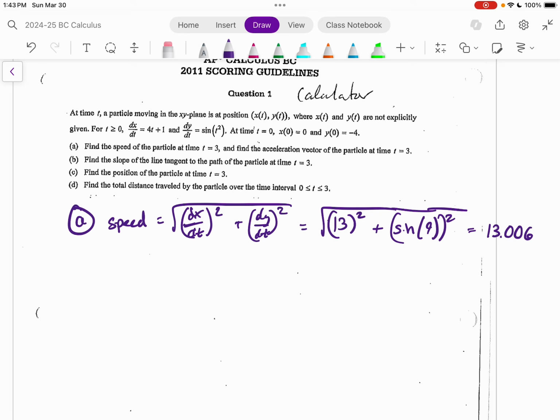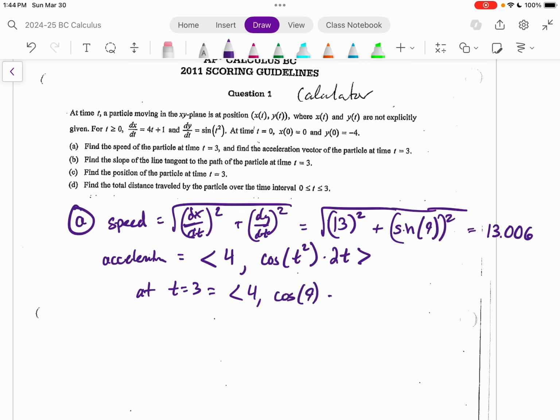Acceleration vector, right, that's just going to be taking our derivatives, right? So acceleration is going to be equal to what? 4, that's the derivative of 4t plus 1. And then my other friend is going to be cosine t squared times 2t. And then at t equals 3, right, this is 4 comma cosine of 9 times 6.